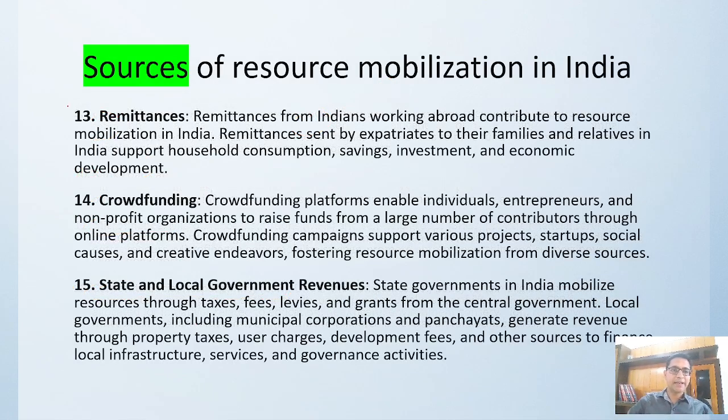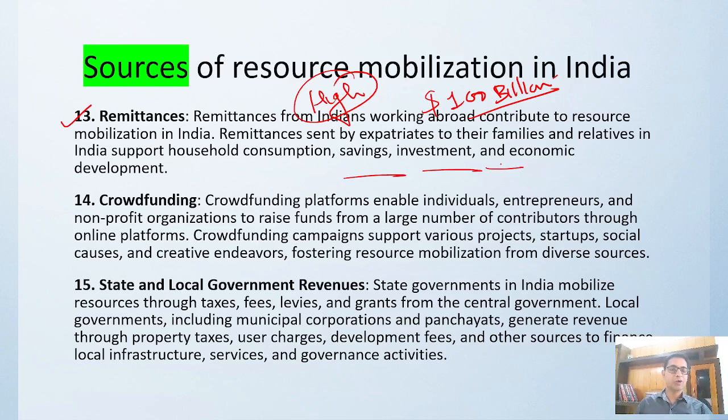Then we are getting remittance from outside, right? Remittance means people are sending money from abroad to India. India is the highest remittance recipient. Last year we got around $100 billion of remittance. Again, that is because of the saving, investment, and economic development that is happening.